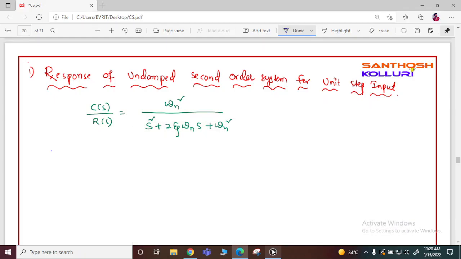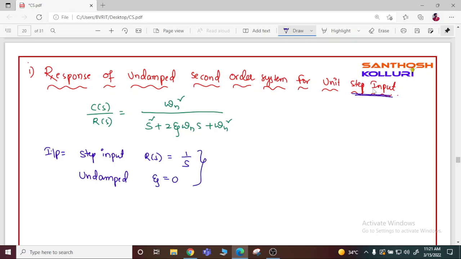So, response of undamped second order system for unit step input we will see here. So, this is unit step input, input is step input, unit step input. So, here this R of s can be written as 1 by s, and given that system is undamped system, undamped system means zeta is equal to 0.